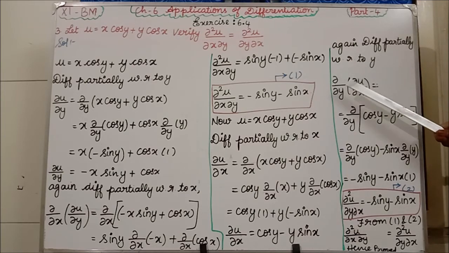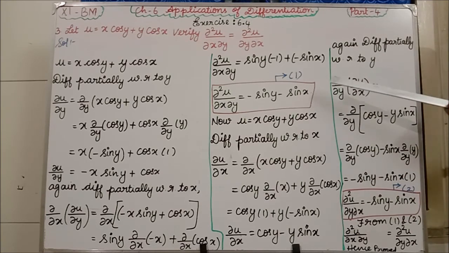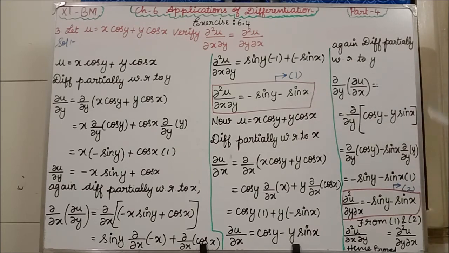Here, ∂/∂y of ∂u/∂x, what we will get? ∂²u/∂y∂x is equal to −sin y − sin x. Clear? Now we have marked this as equation 1 and this as equation 2. Now observe both values. Here also minus sin y, minus sin y, minus sin x, minus sin x. So in both places we are getting the same answer. So from 1 and 2, ∂²u/∂x∂y is equal to ∂²u/∂y∂x. The last line we have to write: hence proved. Clear students, all of you?